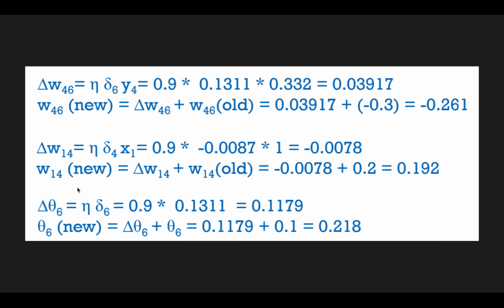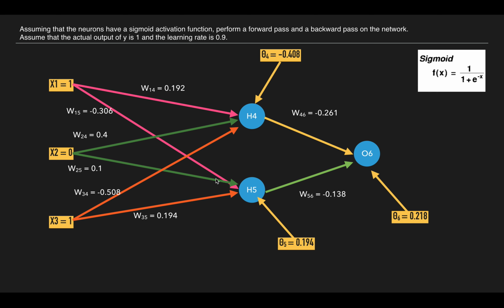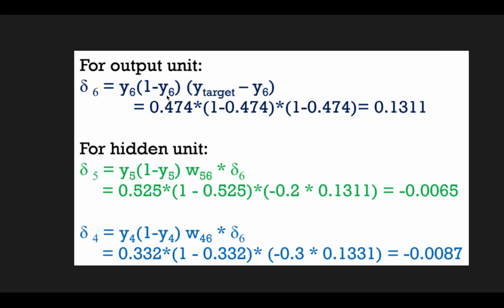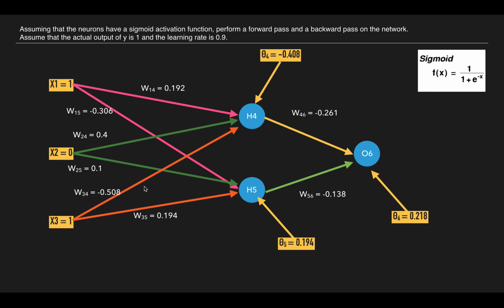Then we can update the thetas, the biases, for which the input is 1 only, so we consider it as 1 and ignore that term. So the formula would be the learning rate times delta 6 if it is for the sixth node. So we update the biases and our weights. It would look something like this. Say for w14, it is 0.192, it was previously 0.2. As you can see, the weights have been updated. You can calculate it on your own.